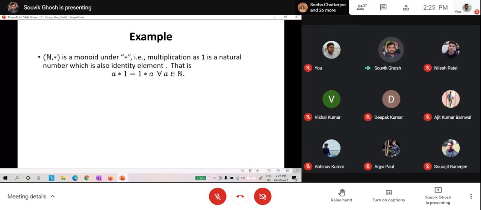And also we know there is one element, which is one, such that if we multiply this one with any element from the left hand side or from the right hand side, we get back the element again. So that means we have an identity element also. So that means this is a monoid.